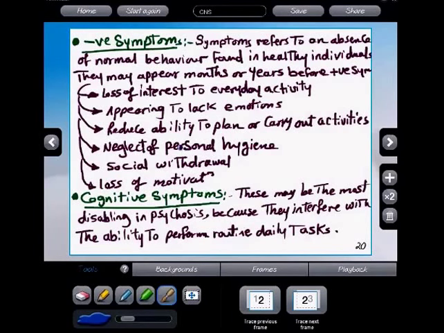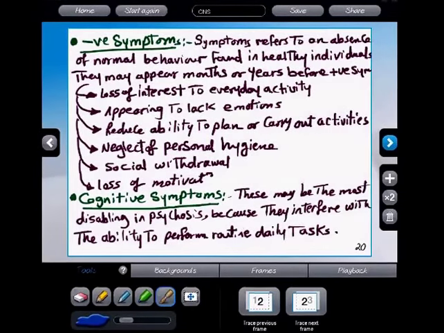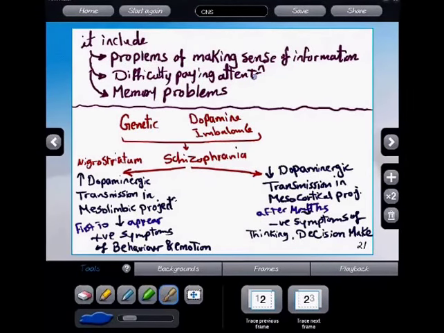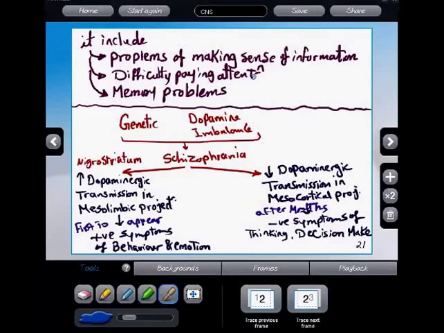And there are other symptoms, which are the cognitive symptoms, which cause the most disability in psychosis because of the interference with the ability to perform routine daily tasks, like the problem of making sense of information. He doesn't know the information that you give him, what its meaning is and what sense it makes, and difficulty paying attention when you tell him something very critical. He'll leave you and go. Why? Because he doesn't have good attention. Okay, and memory problems. He can't remember many things in his life.